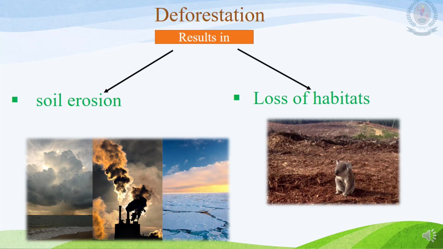Okay children, in here we are going to discuss the negative effects of deforestation. Do you know what they are, children? Okay, in here we are going to discuss two negative effects. The first one is soil erosion. So children, soil erosion happens when there are no plants to help hold the soil together with their roots.